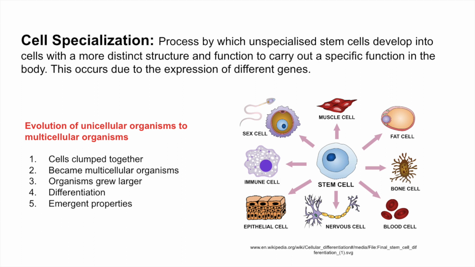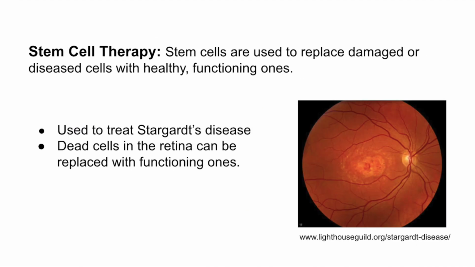With stem cells come a lot of advantages in the biomedical field. This can occur with stem cell therapy, wherein stem cells are used to replace damaged or diseased cells with healthy, functioning ones. This procedure can be used to treat many diseases, among them Stargardt's disease. This is an inherited form of juvenile macular degeneration that consists of progressive vision loss until blindness. It's caused by a gene mutation in the ABCA4 gene that causes retinal photoreceptor cells to degenerate. So, using stem cell therapy, dead cells in the retina can be replaced with functioning ones.